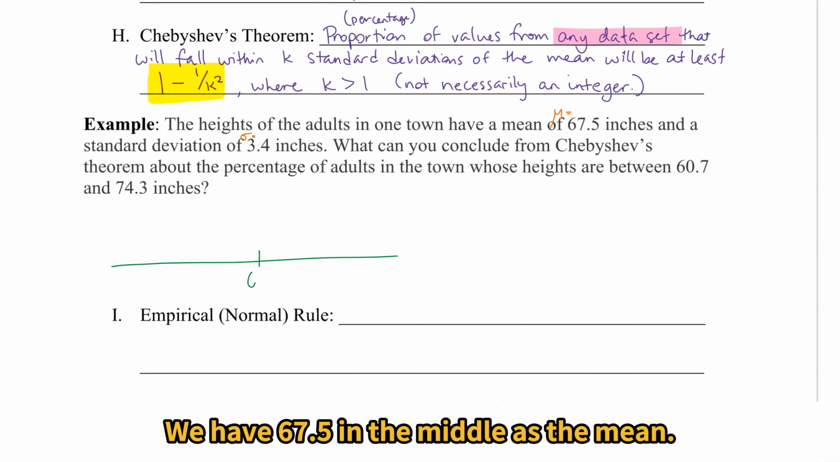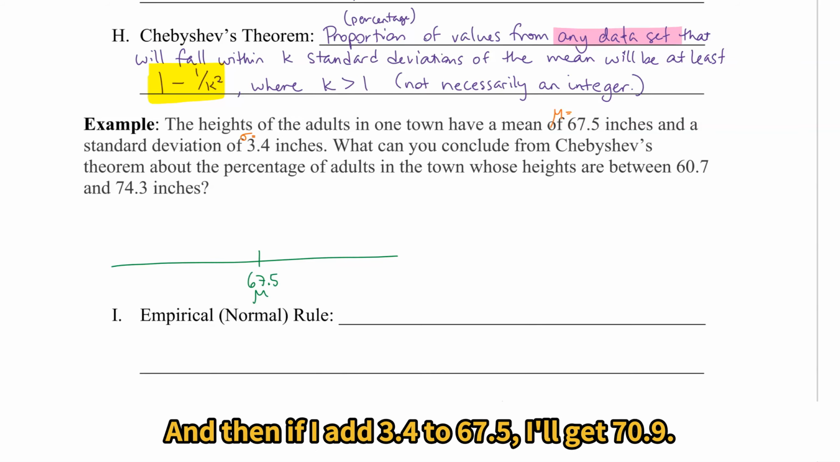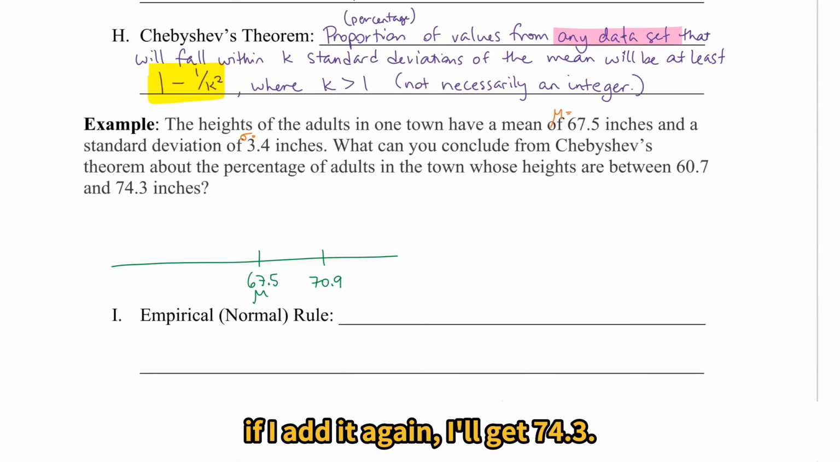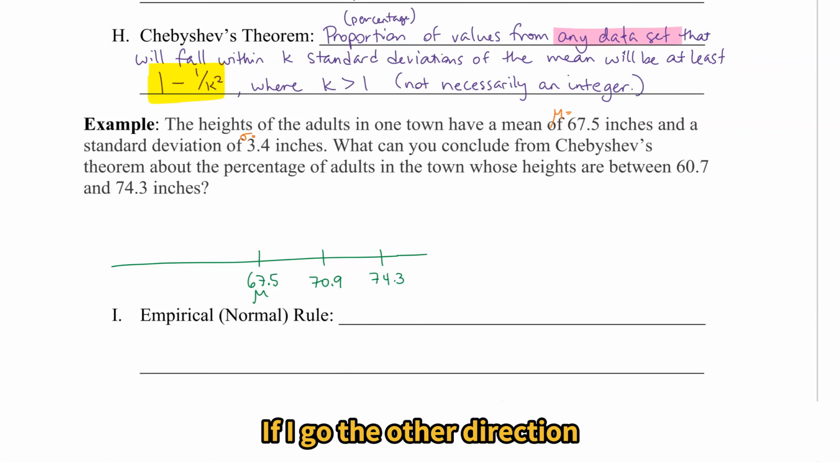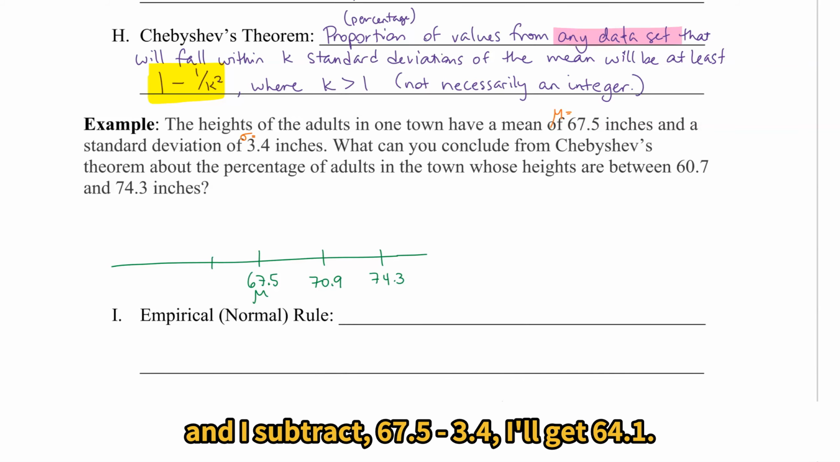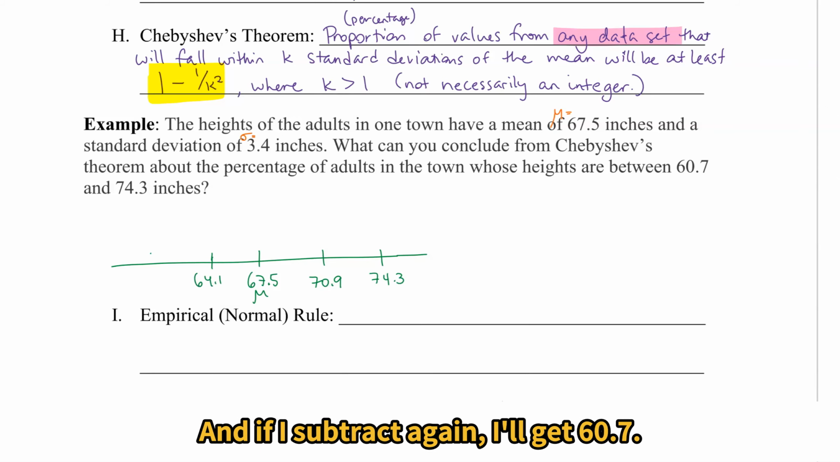We have 67.5 in the middle as the mean. And then if I add 3.4 to 67.5, I'll get 70.9. If I add it again, I'll get 74.3. If I go the other direction and I subtract 67.5 minus 3.4, I'll get 64.1. And if I subtract again, I'll get 60.7.